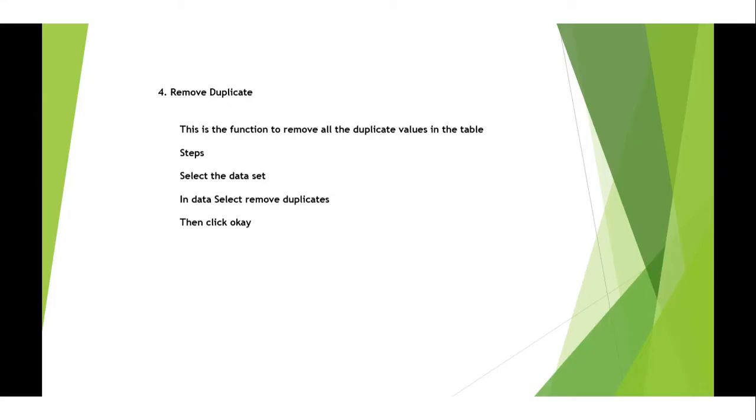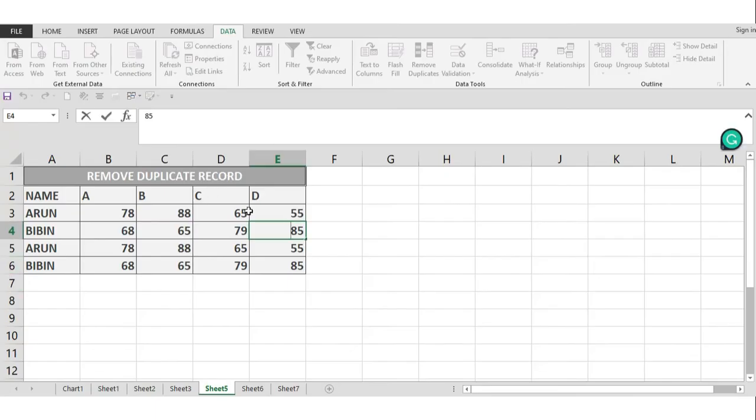To see the fourth function, remove duplicates. This function removes all the duplicate values in the table. Steps: select the data set, in Data select Remove Duplicates, then click OK. Here we are going to see an example. Here is a data set with duplicate values. It is a small data set, but with a big data set it is difficult to remove duplicates.